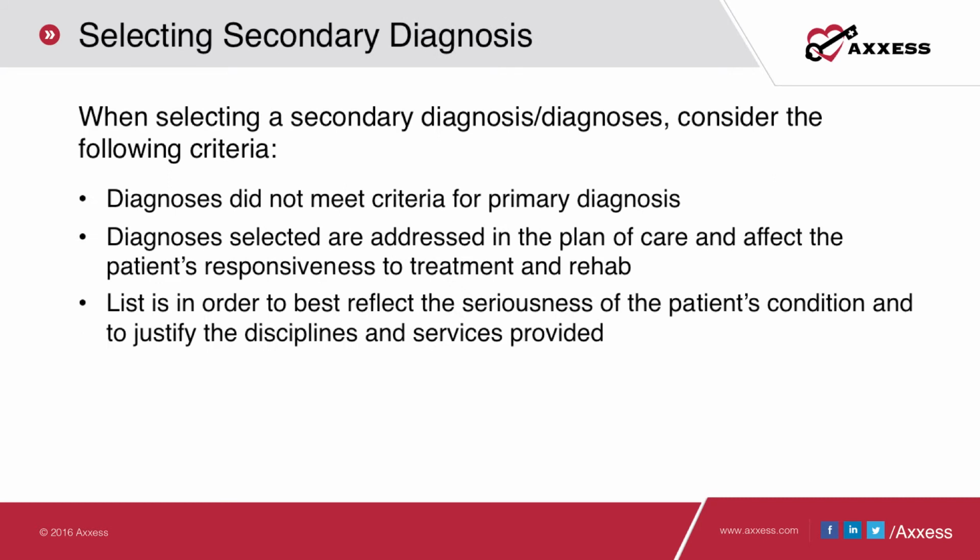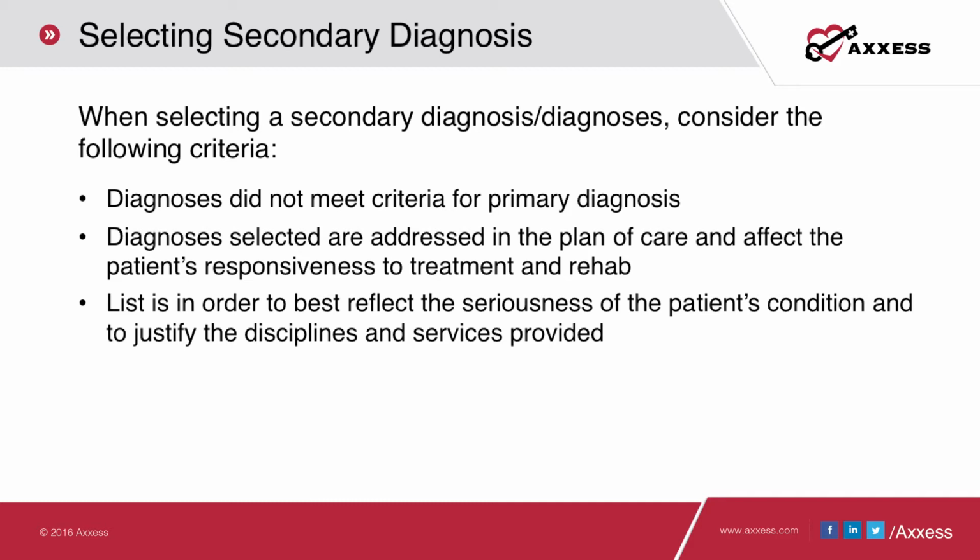Now that we've covered the primary diagnosis criteria, let's look at the criteria for secondary diagnoses. The secondary diagnoses are those diagnoses that didn't meet the criteria for primary diagnosis, so we know they're not the primary reason for home care, for example. But these are diagnoses that are addressed in the plan of care and diagnoses that affect the patient's responsiveness to treatment and rehab. Now, in the list of secondary diagnoses, you may have 1 or 2, or you may have 6, you may have 7 or 8 additional diagnoses.